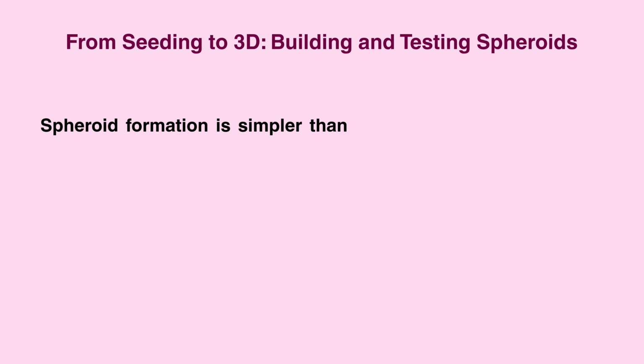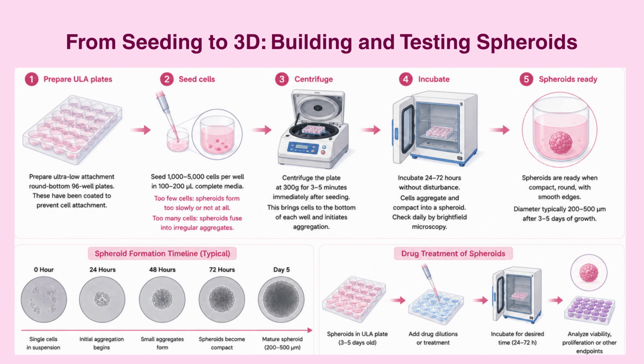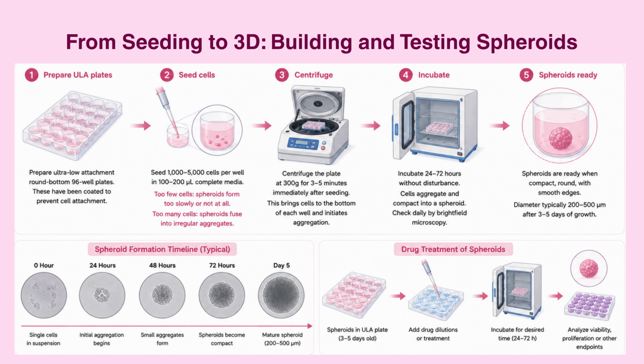Spheroid formation is simpler than organoids and a great entry point to 3D culture. Here is the complete workflow from seeding to drug treatment. Spheroid formation protocol, ULA method. 1. Prepare ultra-low attachment round bottom 96 well plates. These have been coated to prevent cell attachment.